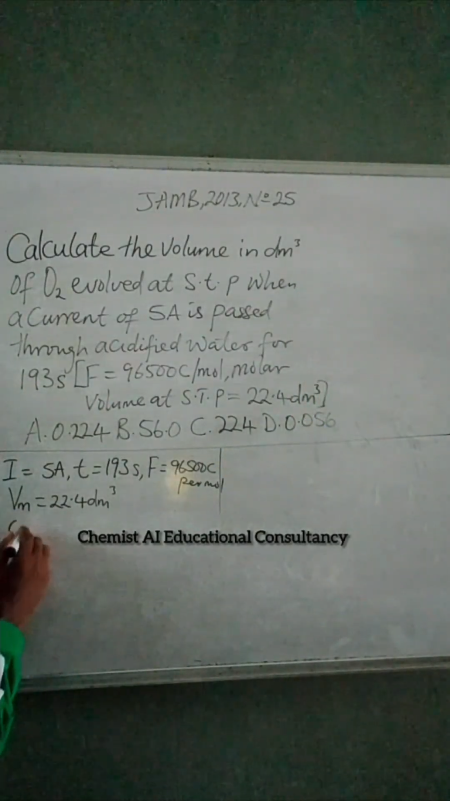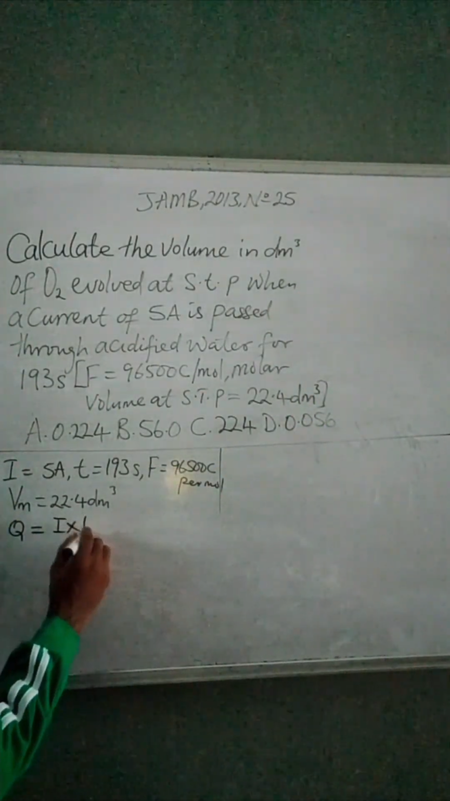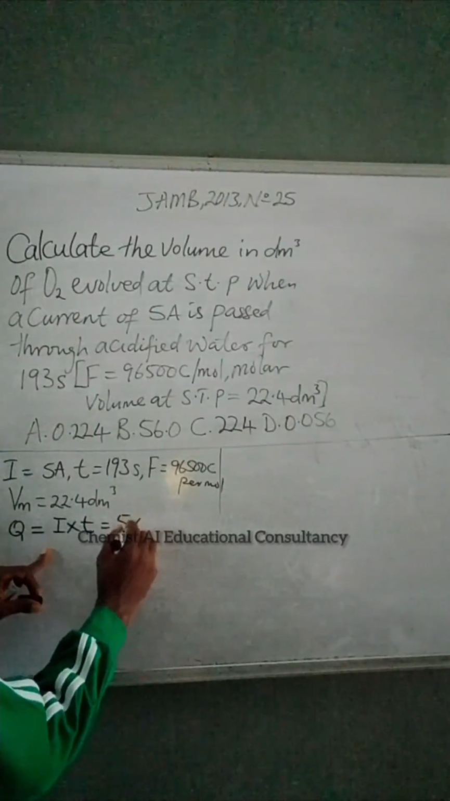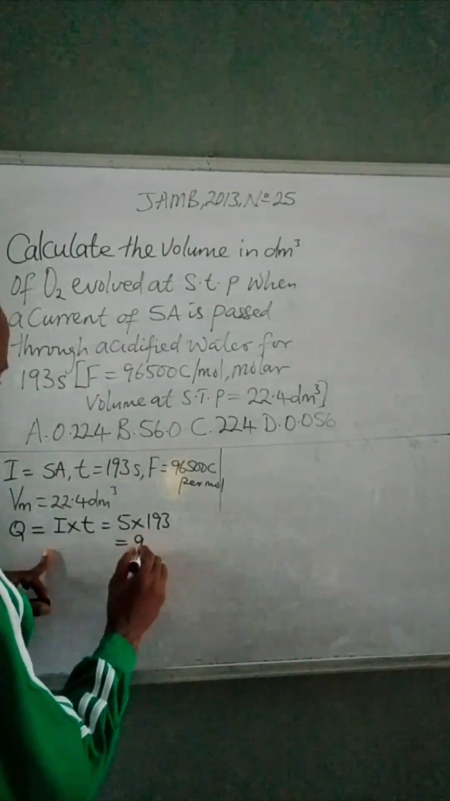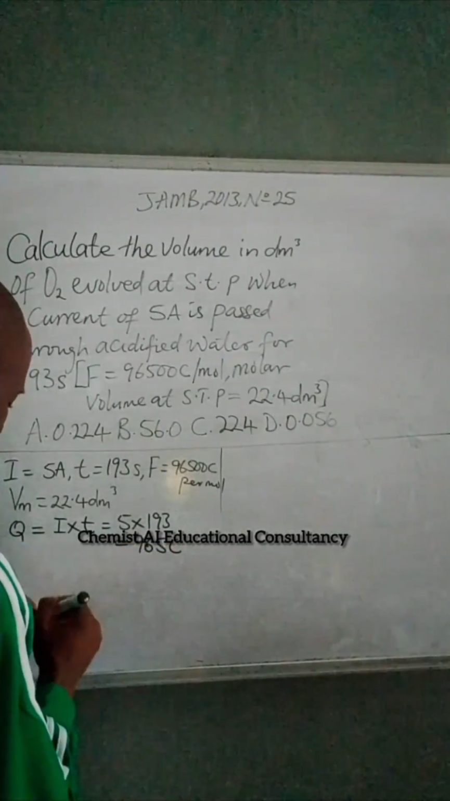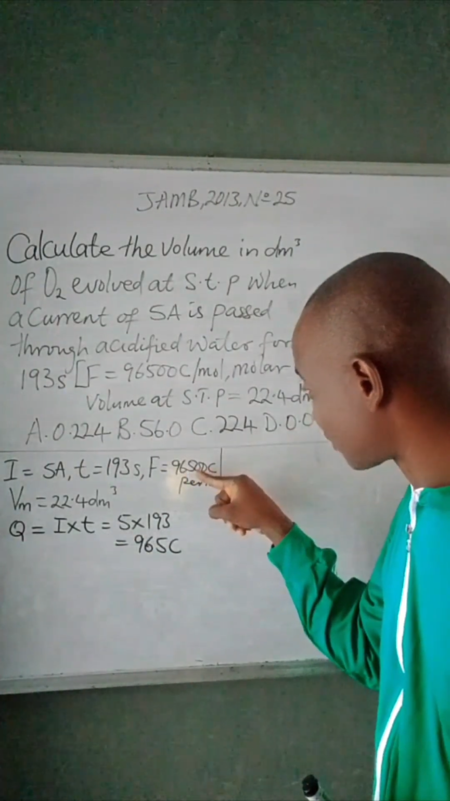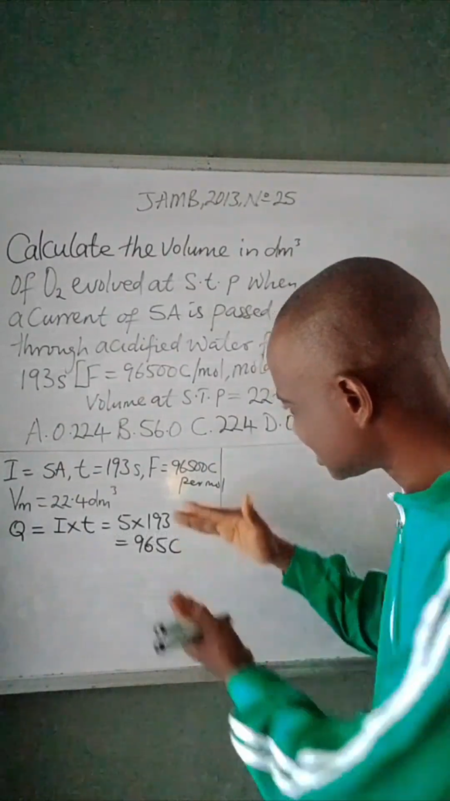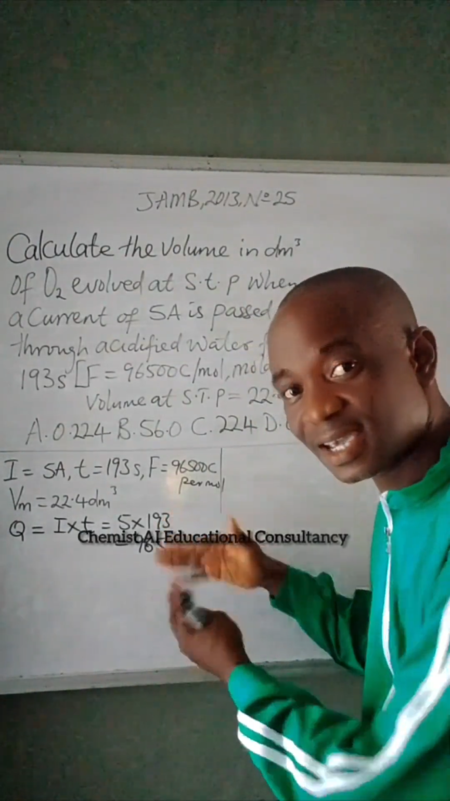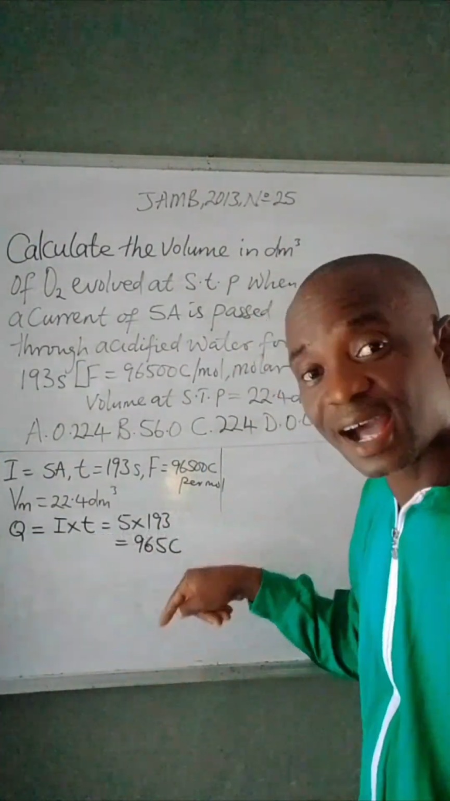That quantity of charge is equal to current times time. The current is 5 amperes and the time is 193. 5 times 193 will give you 965 coulombs. We know that 96,500 coulombs is for 1 mole of electron. Now, this is the quantity of charge in this experiment. How many moles of electrons are involved?